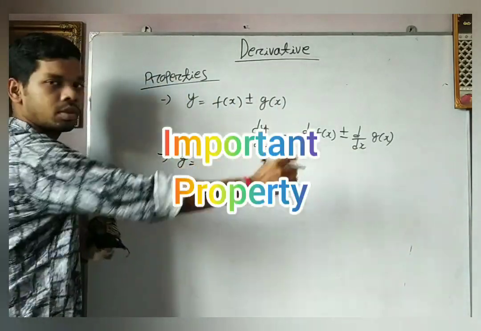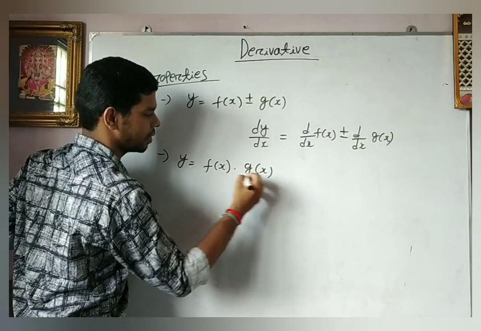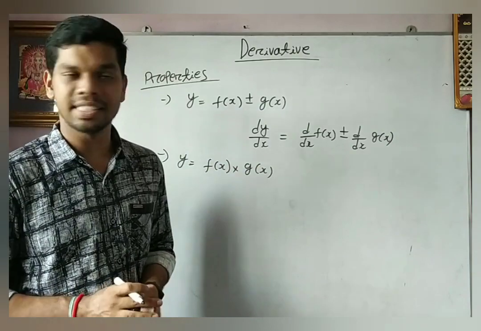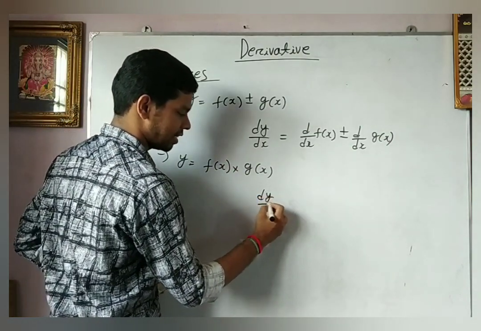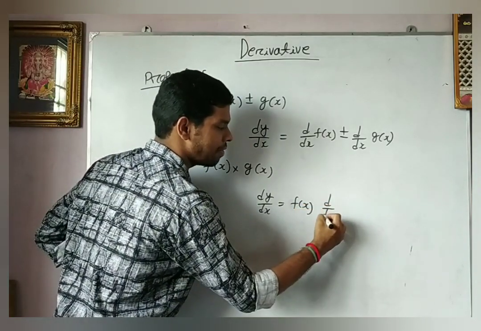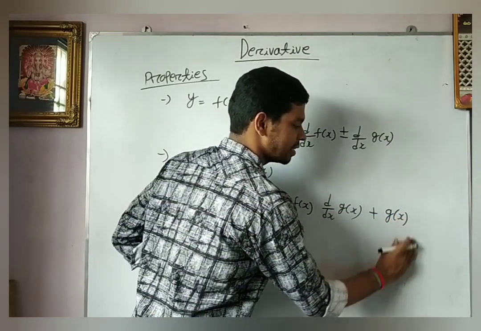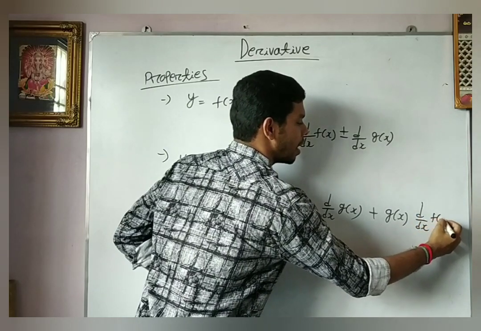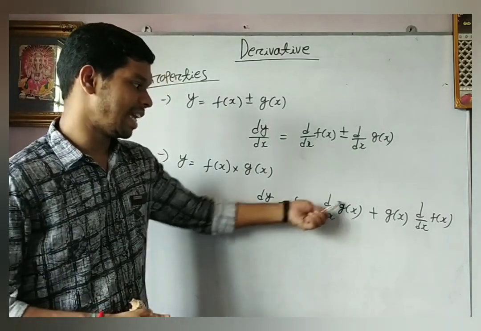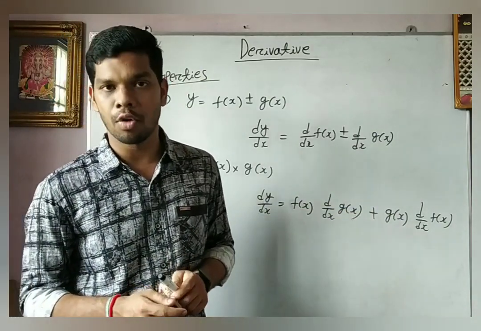Property number 2. y equal to f of x into g of x. Suppose two functions are multiplied with each other and we have to find its derivative. dy by dx equal to f of x into derivative of g of x plus g of x into derivative of f of x. This is the formula. f of x multiplied with derivative of g of x plus g of x multiplied with derivative of f of x.